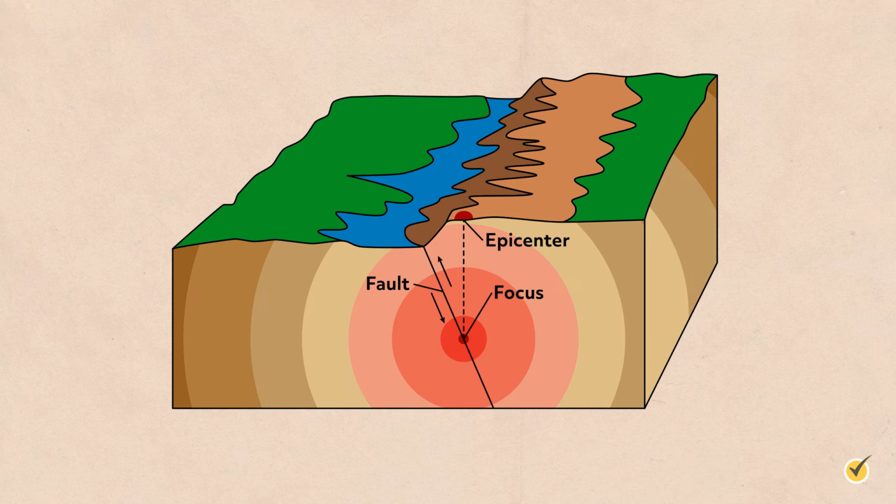Can you tell what kind of fault this is? Look at the arrow movement along the fault plane. The footwall is sliding down while the hanging wall is sliding up.